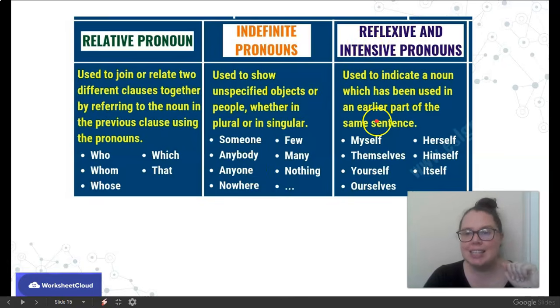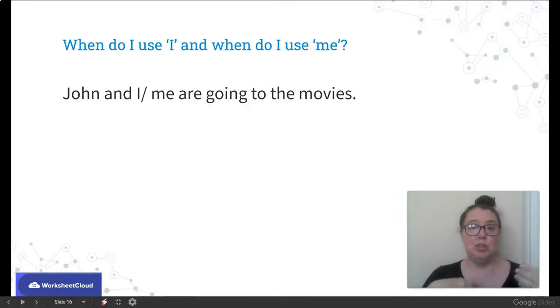Reflexive, nice and easy because they always end in self. Myself, herself, himself. So you know these. These have been done with you since primary school, but that's just for you to again make sure you understand and revise pronouns.